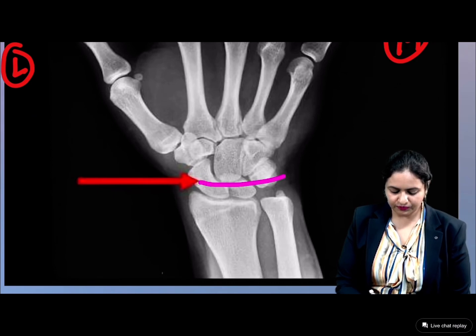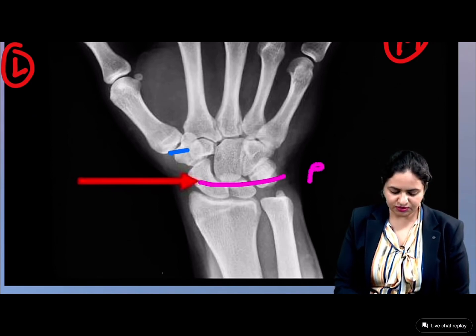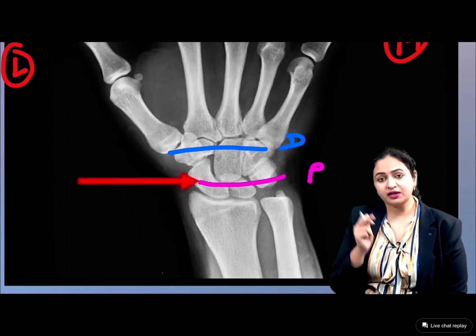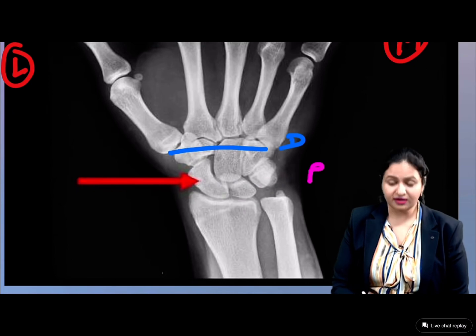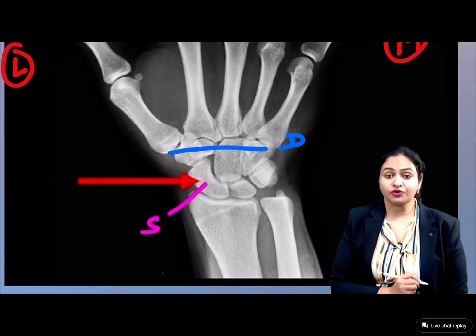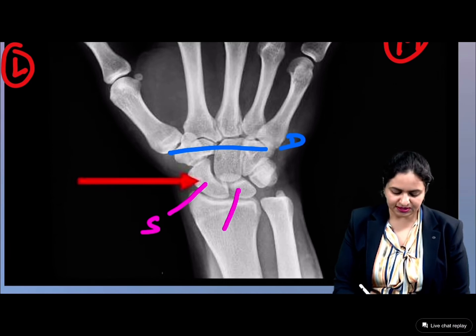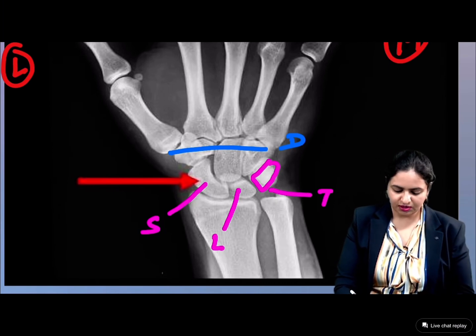Let us focus on this more. This row is the proximal row and this row is the distal row, and now you apply your mnemonic. Let us try to identify this. This bone is the scaphoid, this is the lunate, and when you come over here, this is the triquetral, and the pisiform is overlapping over here.